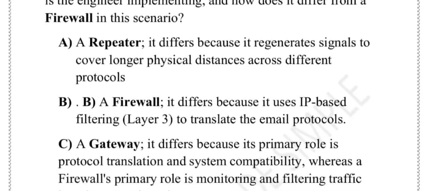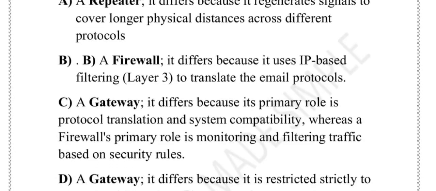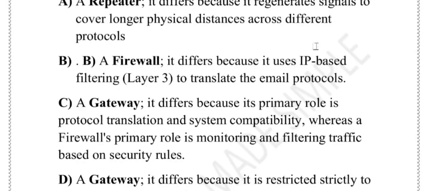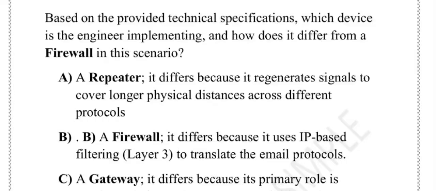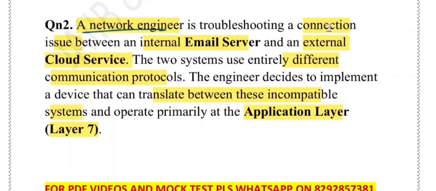The options they have provided are repeater, firewall, gateway, and so on. The reason for the gateway is that its primary role is protocol translation and system compatibility, whereas the firewall differs because it is restricted strictly to layer number 3. This is a very good question, and it revolves around the common network devices. Let me discuss it.